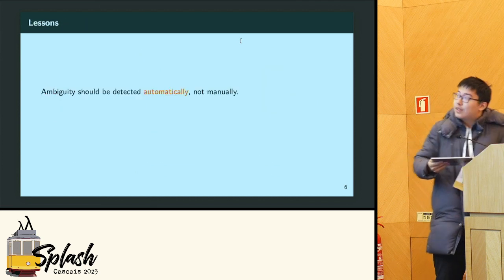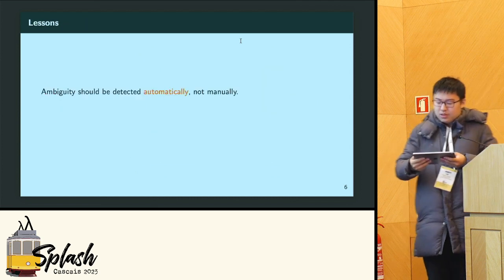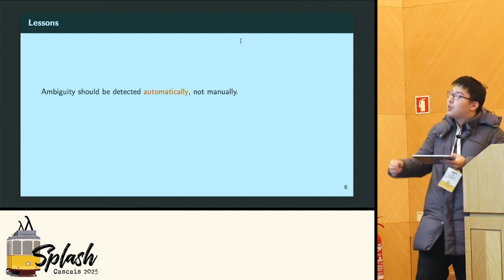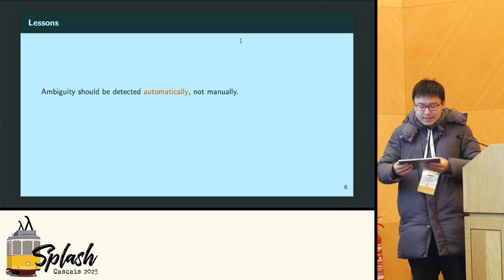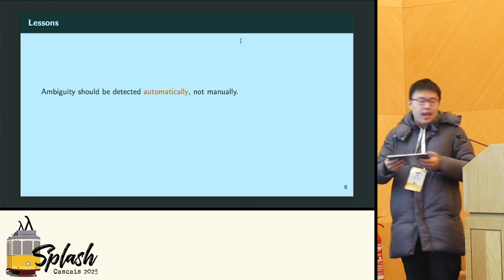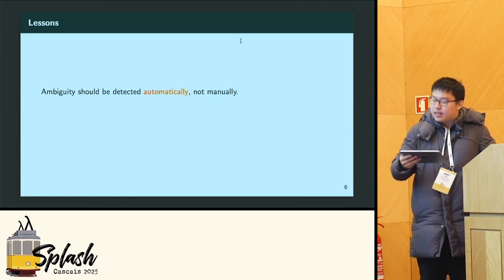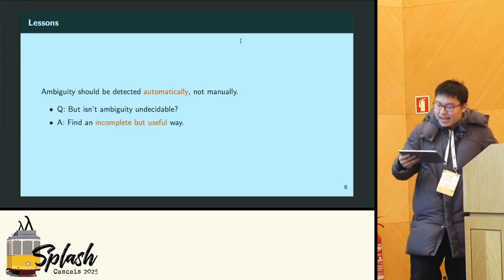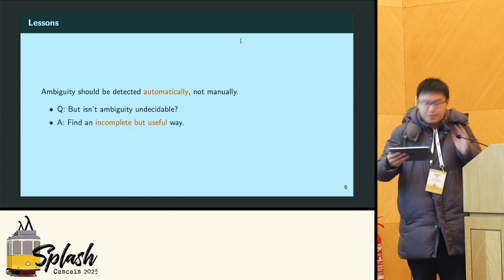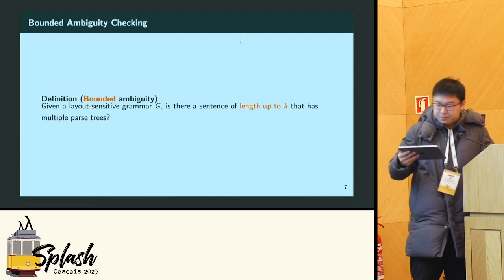So what did we learn from this example? Manually determining ambiguity is rather hard, and we should switch to automated ways instead. However, an immediate question would be: isn't the ambiguity of grammars undecidable? The answer is a big yes, and we should find an incomplete but useful way instead.